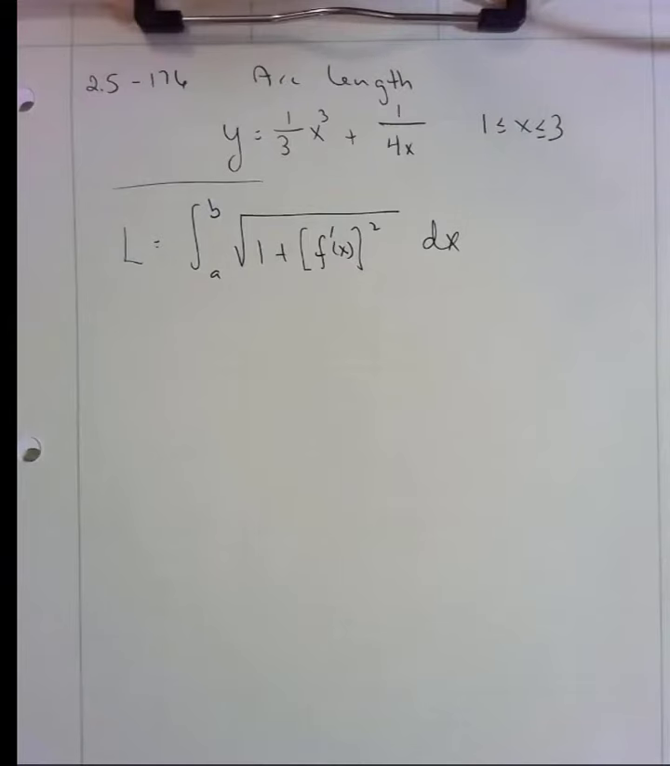Okay, now it's time for an arc length calculation. Chapter 2, Section 5 from our supplemental book, Problem 176. We're asked to find the arc length of the curve 1/3 x cubed plus 1 over 4x from x equals 1 to x equals 3, and I've prepared the sheet with the standard arc length formula that we are going to use.